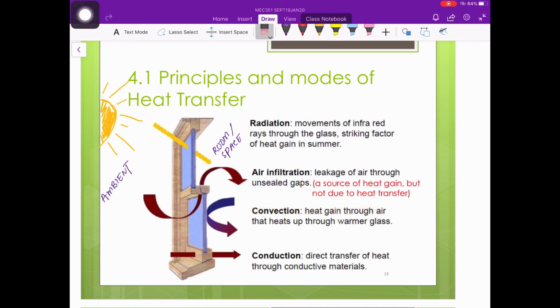The room or space can also gain heat through air infiltration. Air infiltration is the leakage of air through unsealed gaps. Air infiltration often occurs through windows and doors. Windows and doors have gaps that are purposely made for their operation. Note that air infiltration is a source of heat gain, but it is not due to heat transfer since it is due to leakage through unsealed gaps.